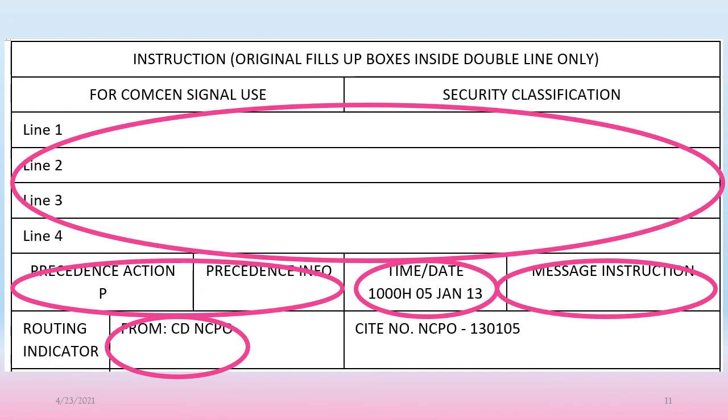Yan, date dyan. Diba? 13. Kasi ang date natin is January 13, January 5, 2013. So, inuna niya yung 130105. So, yun yung kanyang site number. Every message has different site number. Okay? Iba-iba ang site number ng iba't ibang message. Kada isang message, iba ang site number. Okay?